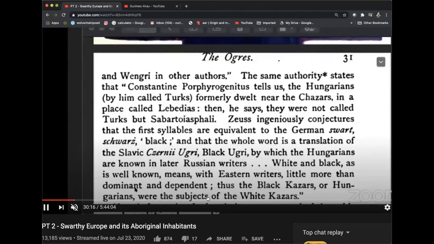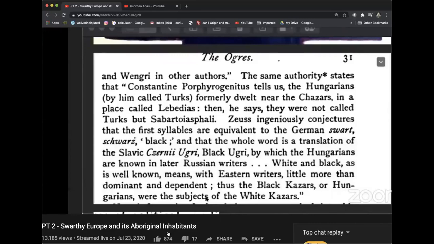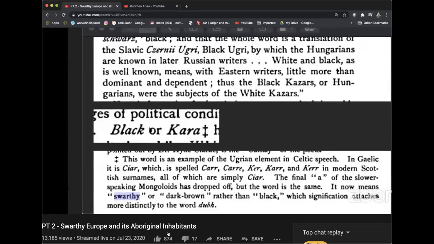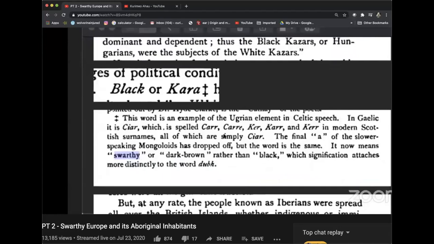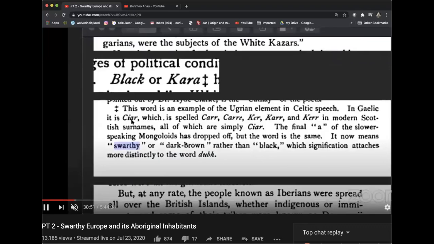You see, there was a Black Khazar, an original people, these original Russian Hungarians, these original Rus. Look, Kara means black. It says this word is an example of the Ugrian element in Celtic speech. In Gaelic, it is kiard or thiar, spelled car or cared, in modern Scottish surnames, all of which are simply kiard. The final A of the slower-speaking Mongoloids has dropped off, but the word is the same. It now means swarthy or dark brown.